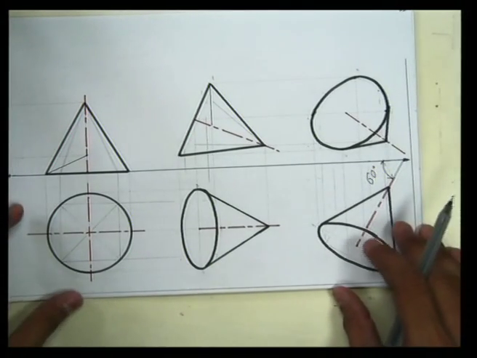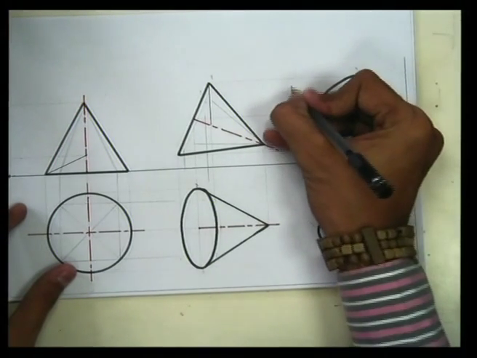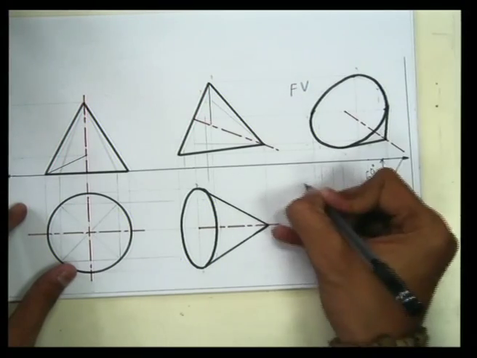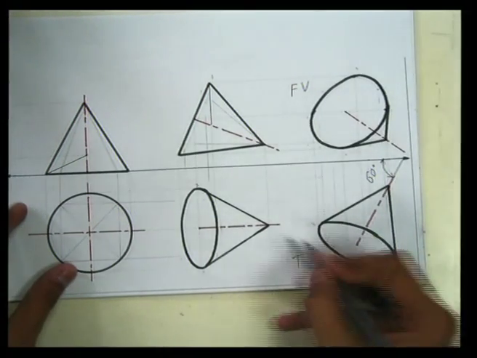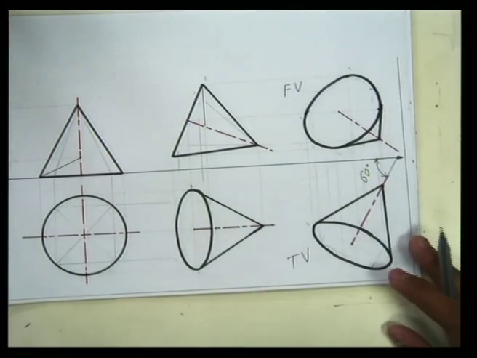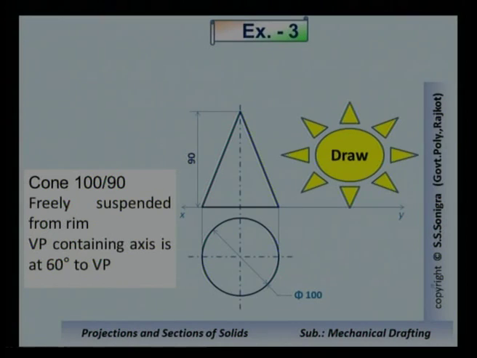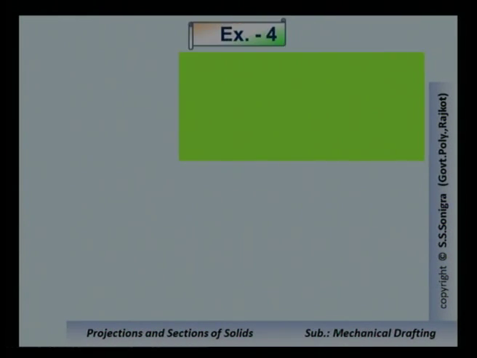Now you can insert the dimensions, name the views, say it's a front view, and this is top view. 3 front views and 3 top views. So I hope the solution of this problem is clear to you. Now we continue with another example. The data for this problem is given like this.